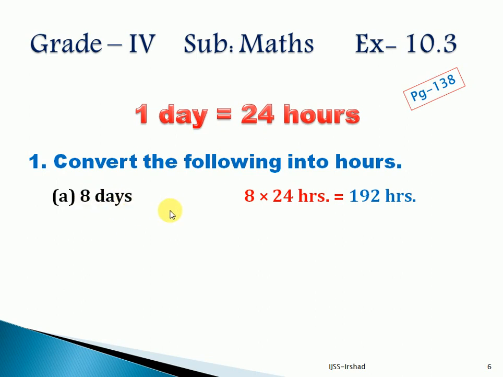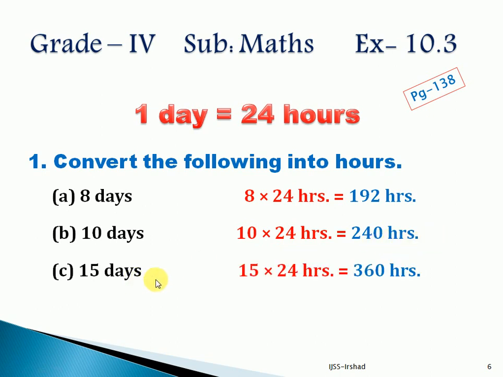This 8 will simply be multiplied by 24 and you will get the number of hours. So 8 multiplied by 24 will give you 192 hours. 8 into 4, 32, so 2, 3 carry, 8 into 2, 16 and that 3, 19, 192. If you don't know this oral multiplication, then you can do rough calculation on the right hand side of your notebook. Question number B, same thing, 10 days. This 10 will be multiplied by 24, you will get 240 hours. Question number C, 15 days. Simply multiply this 15 by 24, you will get hours.